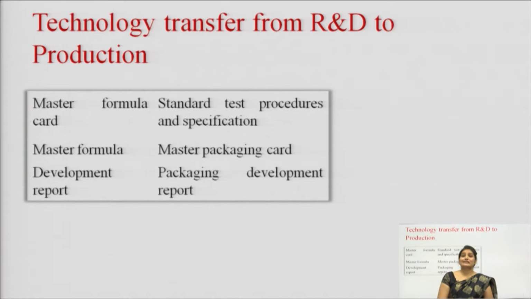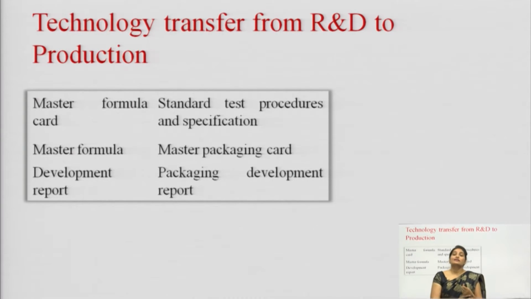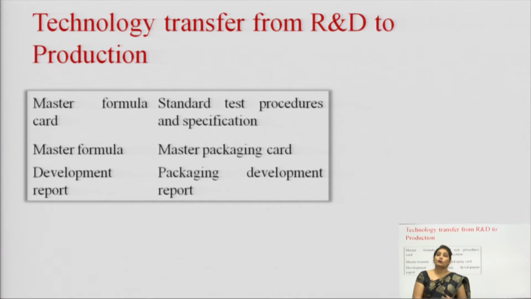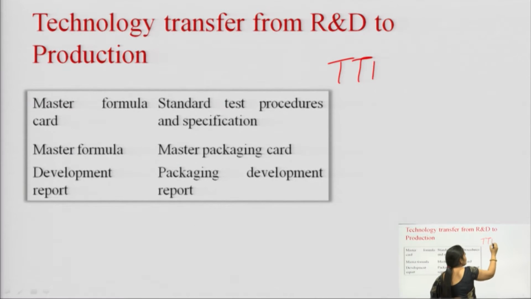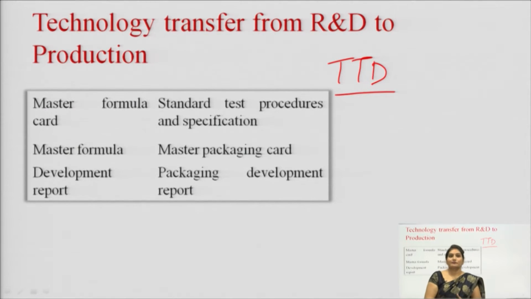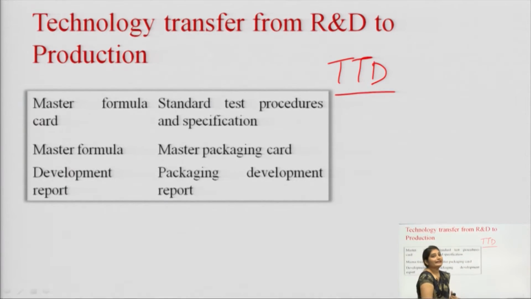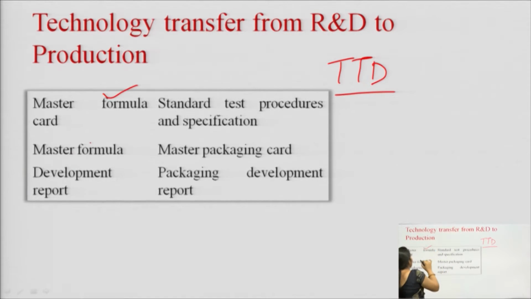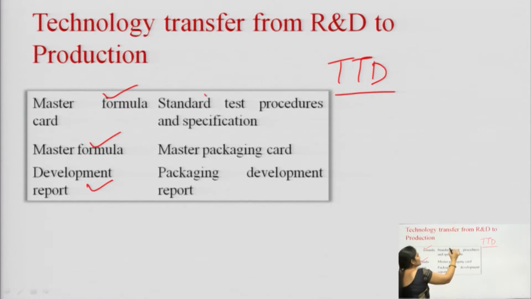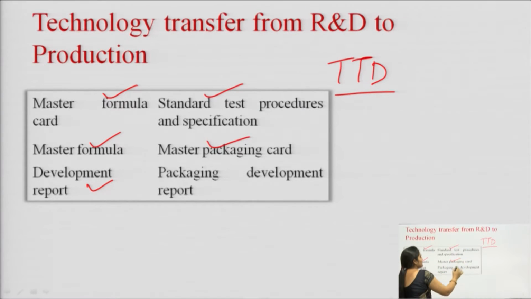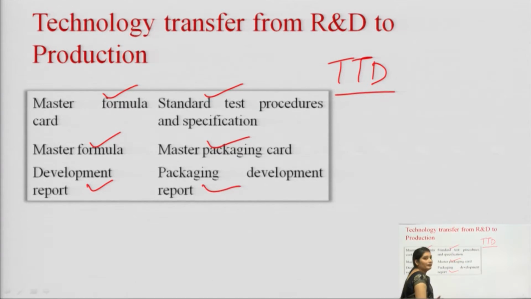As I have discussed in the previous lecture, there is transfer of technology from the research and development department to the production department, and it takes place with the help of a document or a dossier that is known as TTD. The full form of TTD is technology transfer dossier, and its contents are master formula card, master formula, development report, standard test procedure and specification, master packaging card and packaging development report.